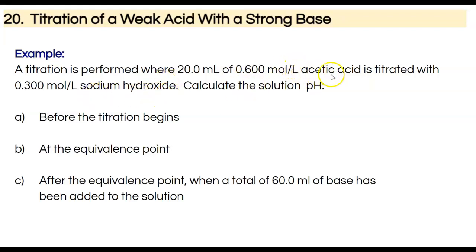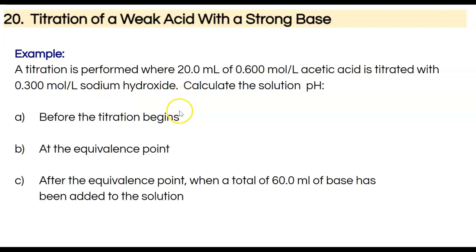So acetic acid, we would want to verify that it's a weak acid, and you can check that because it would have an acid ionization constant Ka associated with it. And sodium hydroxide is a strong base, because if you look at a solubility chart, sodium compounds are always highly soluble, so sodium hydroxide is going to dissociate 100% in solution.